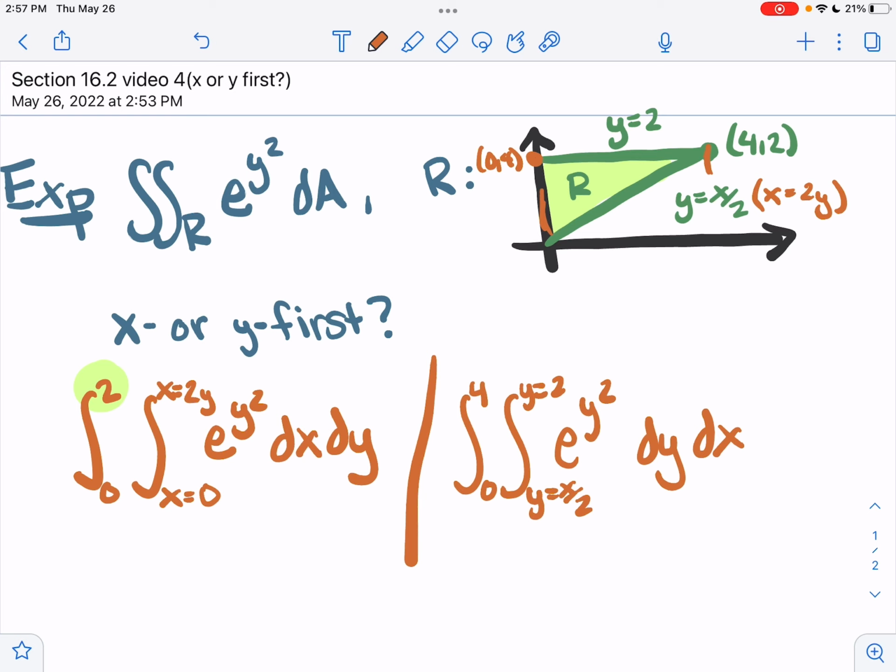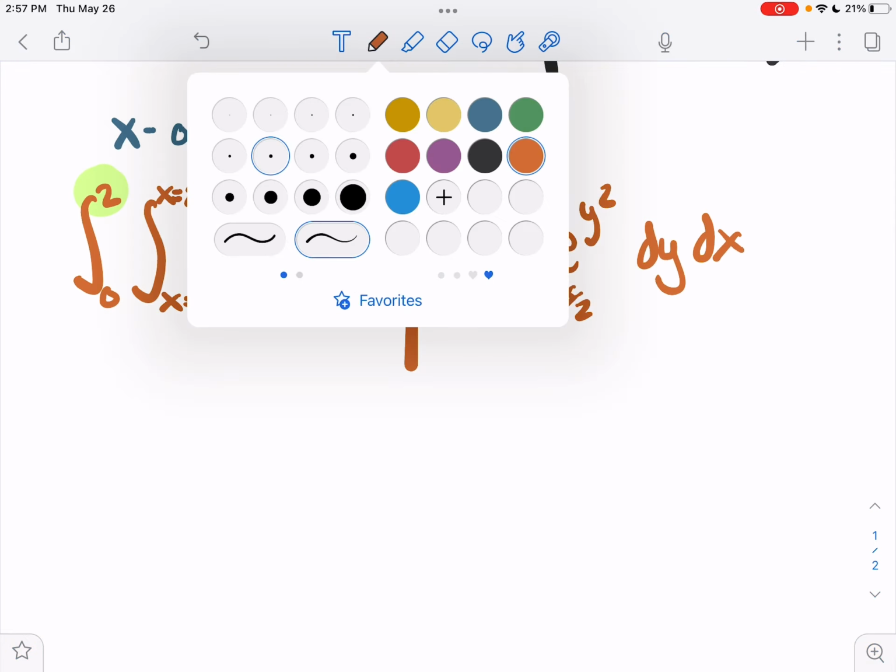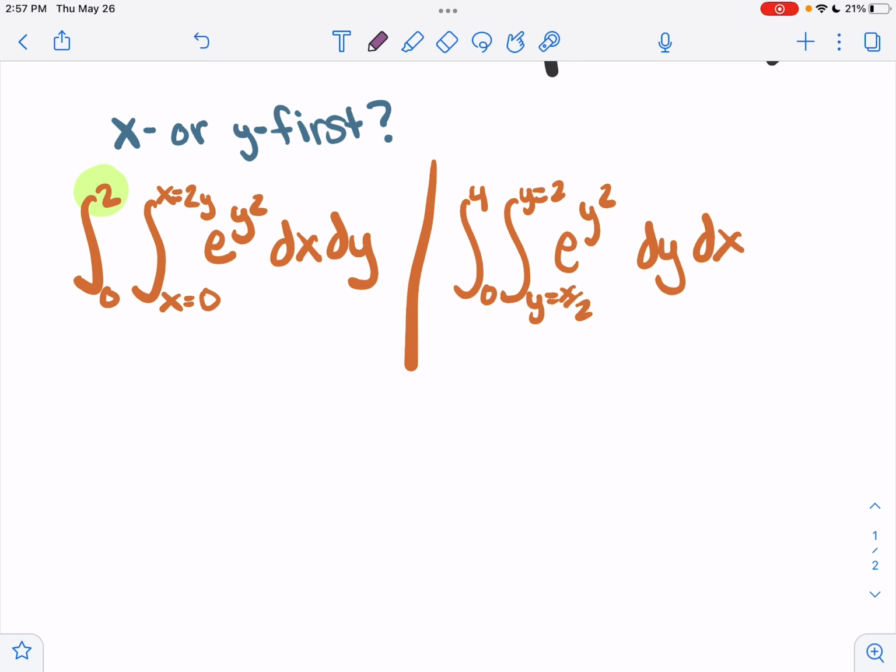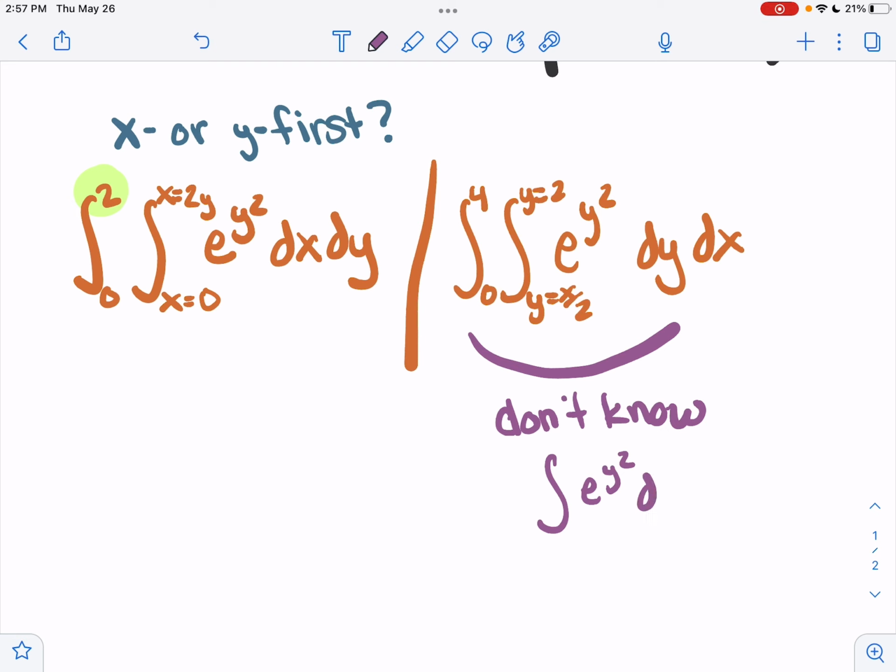So we have it as an x first or y first, and either one of these seemed equally easy to set up. But there's a problem, right? The problem is we don't know how to do all of these integrals. We don't know the integral of e to the y squared dy. We just know substitution, integration by parts. None of our techniques are going to work. That function, e to the y squared with respect to y, actually doesn't have an antiderivative. So we can't do this y first, even though we can set it up y first. But we can do it x first.